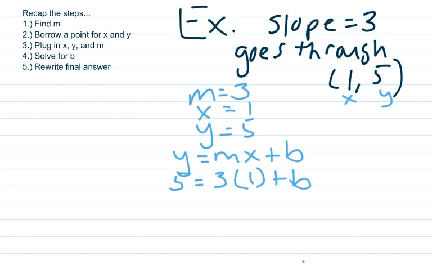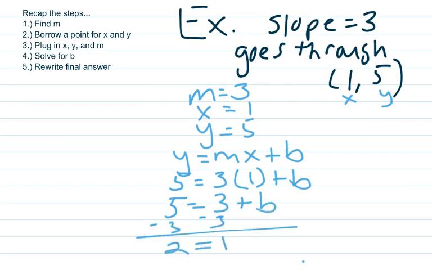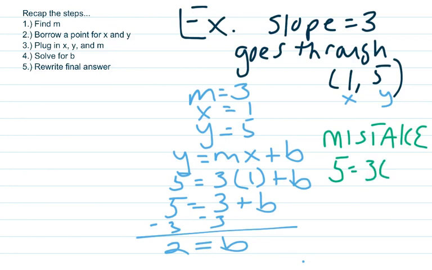Next step, solve for b. So 3 times 1 is 3, and then I'm going to subtract 3 from both sides, and I get b is equal to 2. And don't stop. This is a spot where a lot of students will stop, and that's not what you're being asked to do. You're being asked to write the equation of a line. So the last step is rewrite the final answer. I'm actually going to do something wrong here, so I'm going to clearly label this as a mistake just because it's a common mistake. So what a lot of students will do when they do the rewrite step is they will do this.